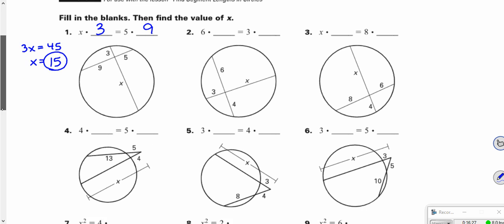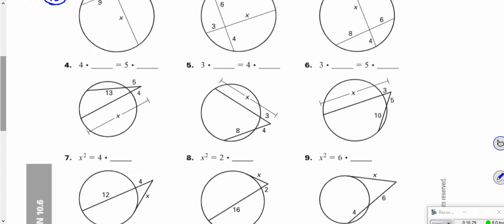Now, I'm just going to keep going down. Number 4 here. Remember, all of this will be posted along with the answer keys, so you can kind of check yourself. This one is theorem 15. Remember the external times the whole equals the external piece times the whole. That's how I kind of remember it.